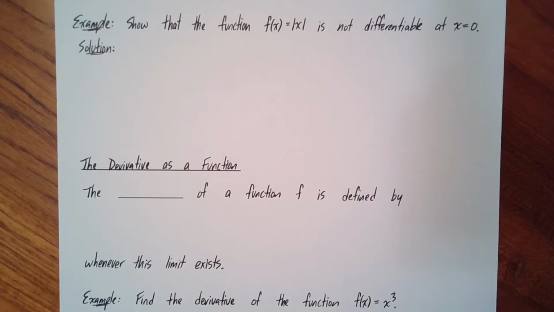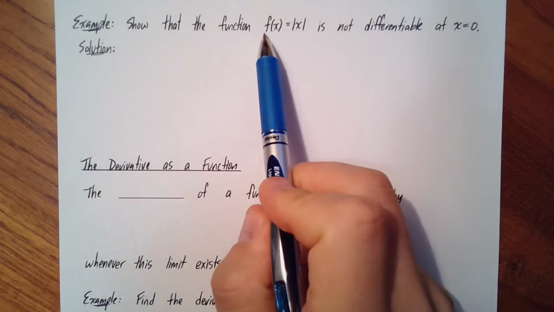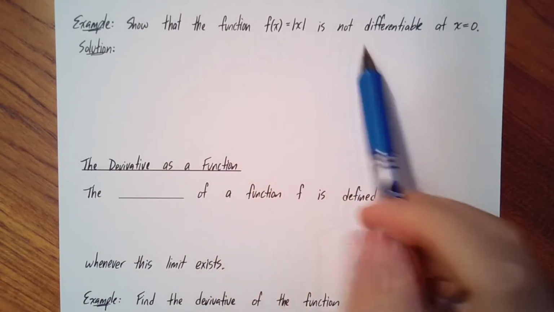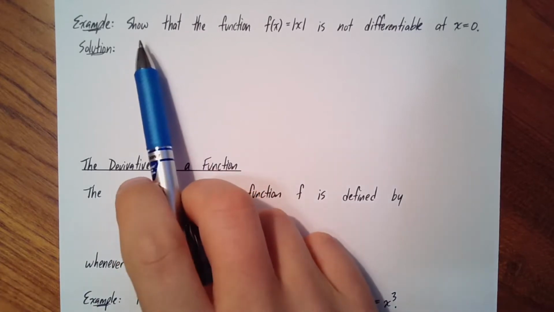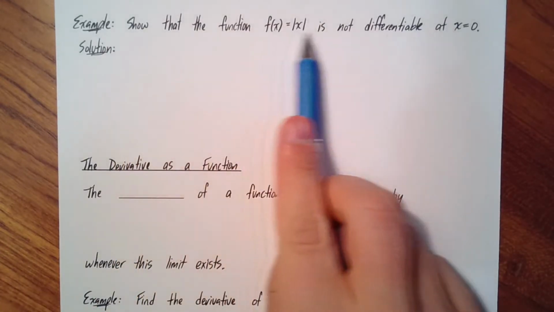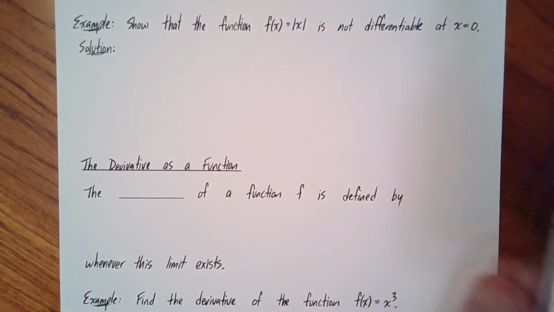Okay, so now in order to justify the remark that I just made, I owe you an example of a function and a point in the domain of that function where that function is continuous but not differentiable. And that's exactly what this example is going to give you. Okay, so our function is the absolute value function, and the point in its domain is x equals 0. And this example says that we are expected to show that that function is not differentiable at the point 0.